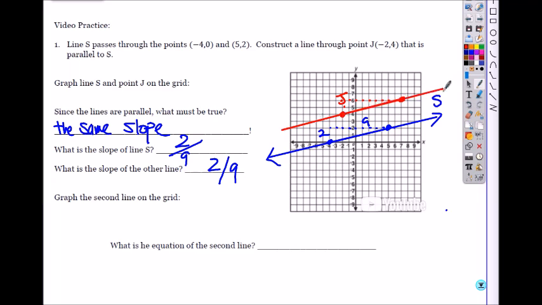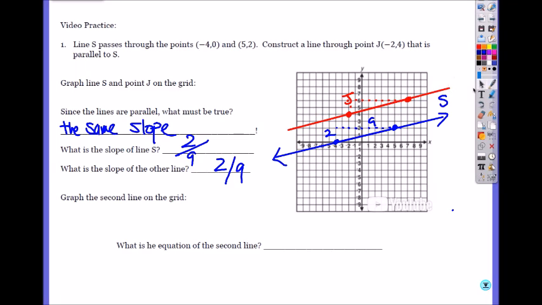Does it look parallel? Would they ever intersect? No. So then what is the equation of the second line? So here comes a little harder part. It will always be y equals mx plus b, and we got our m. We need two things to write an equation of a line. We are missing b. How do you find b?